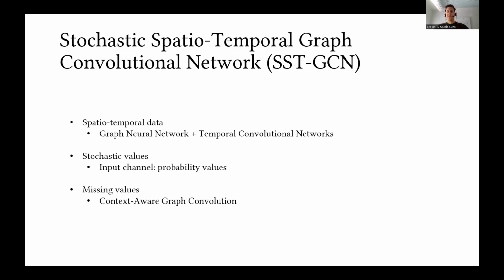First, our framework integrates graph convolutional networks to capture spatial correlations among road segments, and temporal convolutional networks to capture temporal correlations among time intervals in a graph-based road network model. Second, we consider the probability values of each speed range as input channels and learn different convolutional kernels for each of them. Third, to cope with datasets with many missing values, we propose a novel context-aware graph convolutional network that prioritizes the propagation of the observed information in the graph while estimating the missing values.